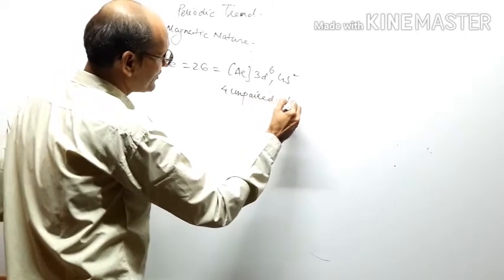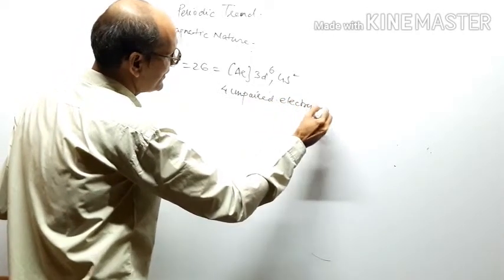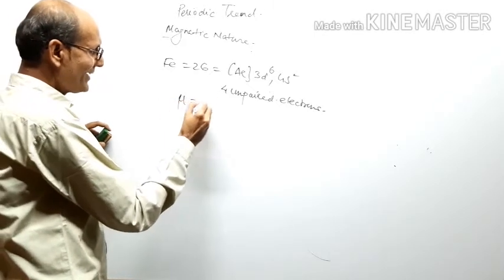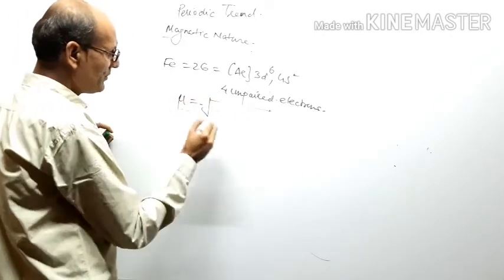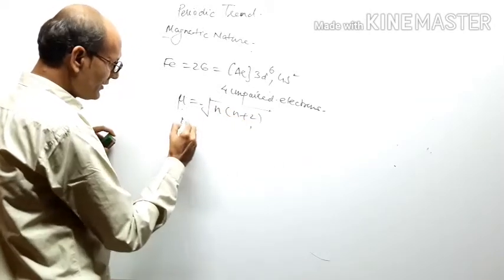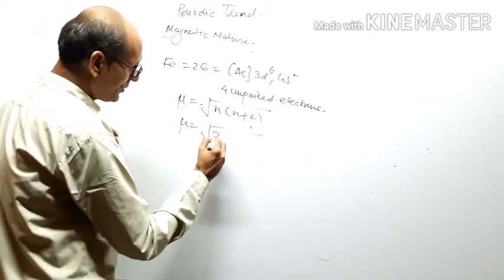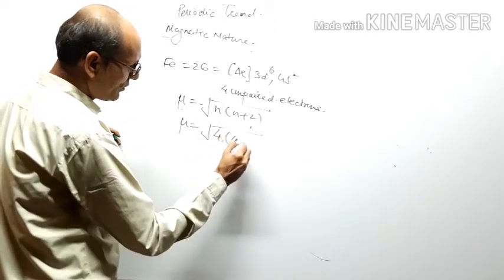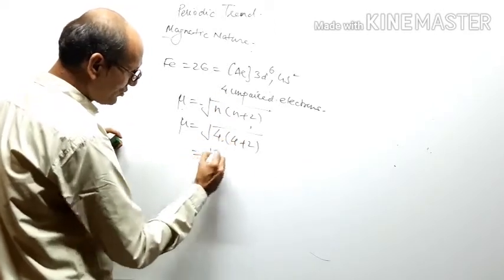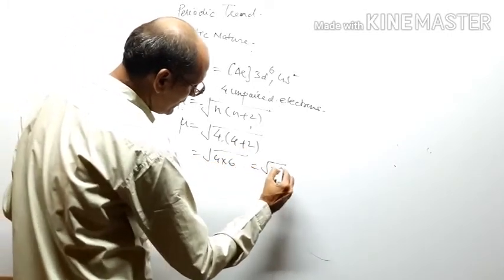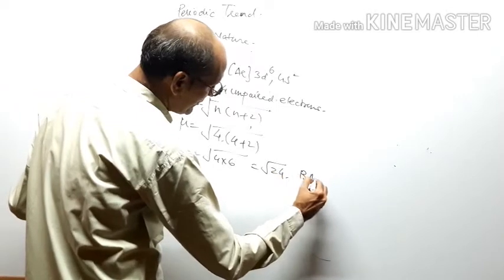Four unpaired electrons, so it will be paramagnetic and the magnetic moment mu is equal to root of n into n plus 2. So mu is equal to under root 4, where n is the number of unpaired electrons, into 4 plus 2. So you have to write 4 into 6, that means under root 24 Bohr magneton.